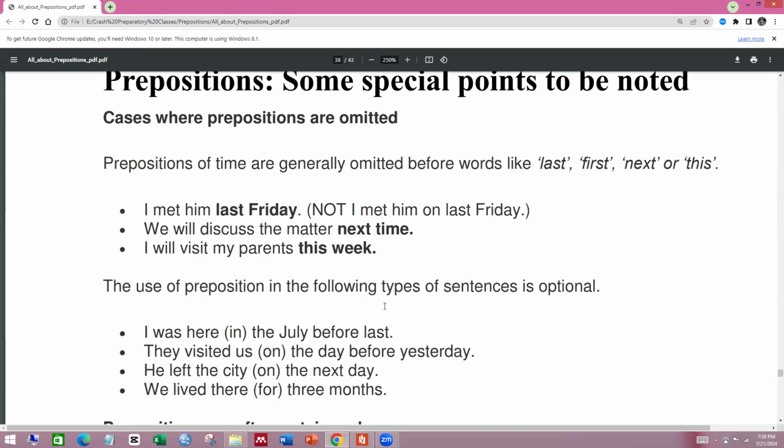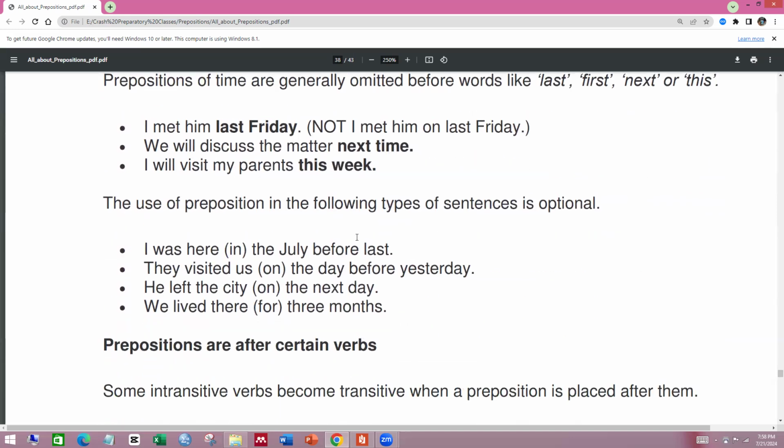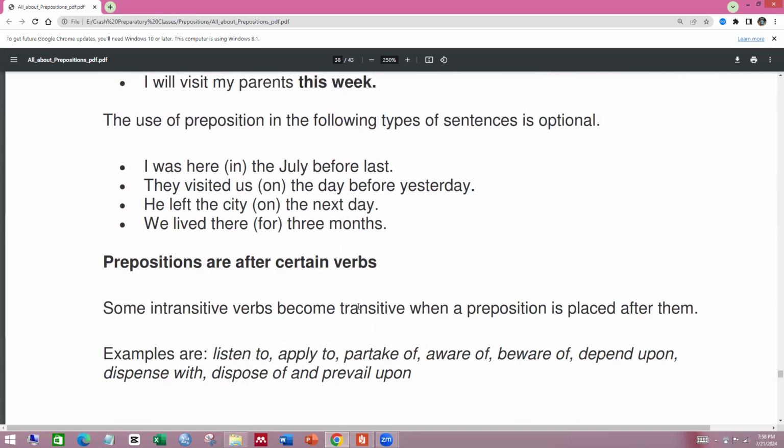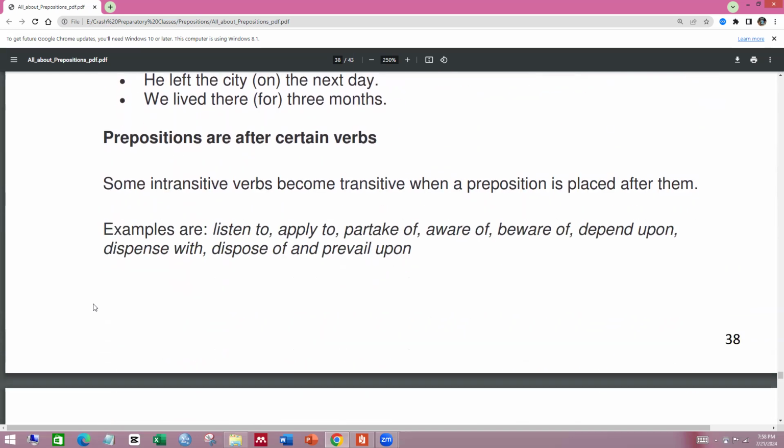The use of a preposition in the following types of sentences is optional. I was here in the July before. I was here in the July before last. They visited us on the day before yesterday. He left the city on the next day. We lived there for 3 months. Okay.